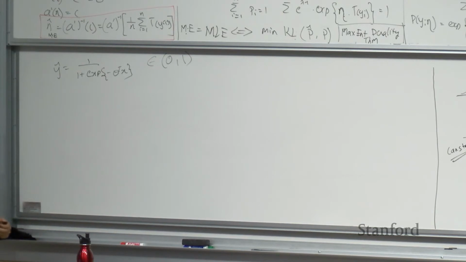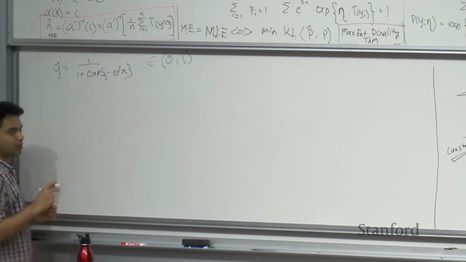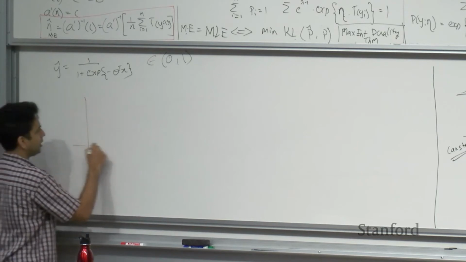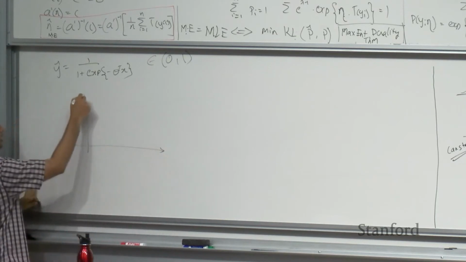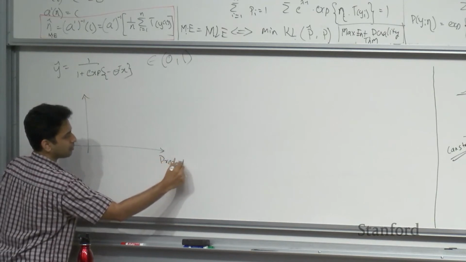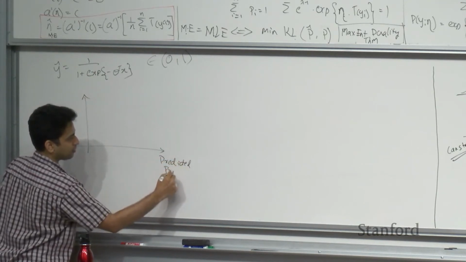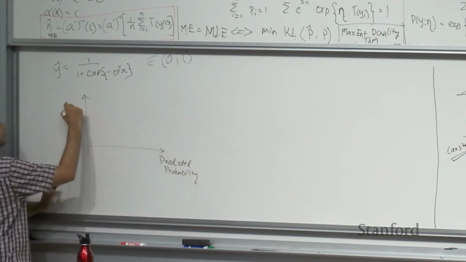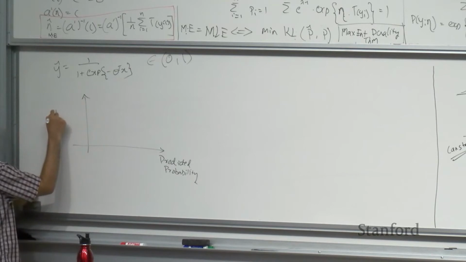So it is very common and highly recommended that if you build a logistic regression model, you also plot a calibration plot. The calibration plot will look something like this. Predicted probability, and here this is observed frequencies.